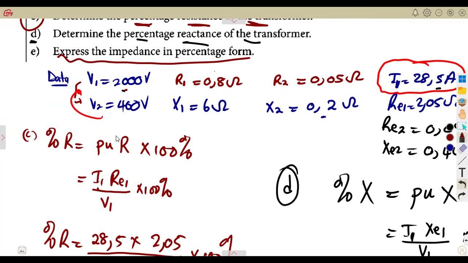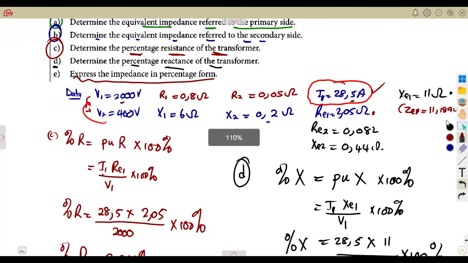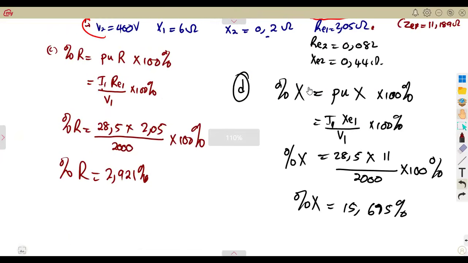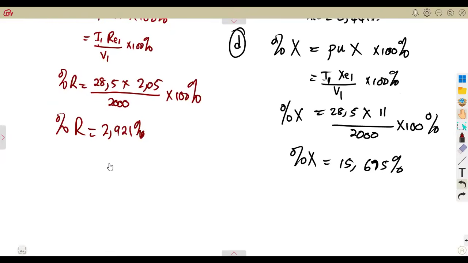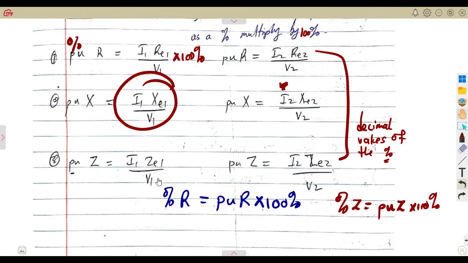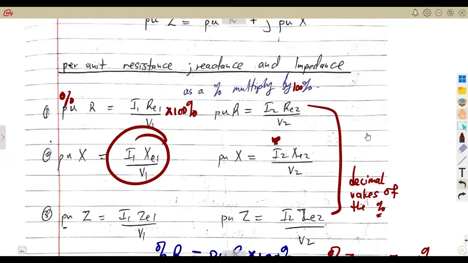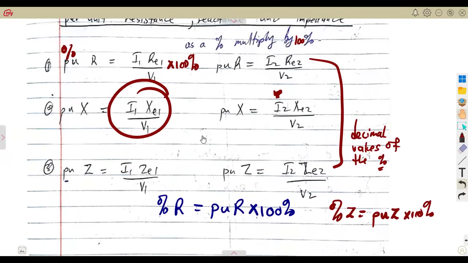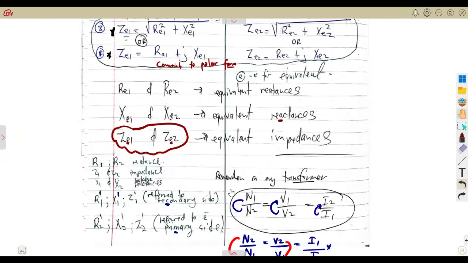The impedance in percentage form. What are they trying to say? Because they know you have got these percentage values, percentage resistance, percentage reactance. Remember that it can connect the two to give us a percentage impedance. Okay, I wrote this, guys, and explained this. I think it was on top here.